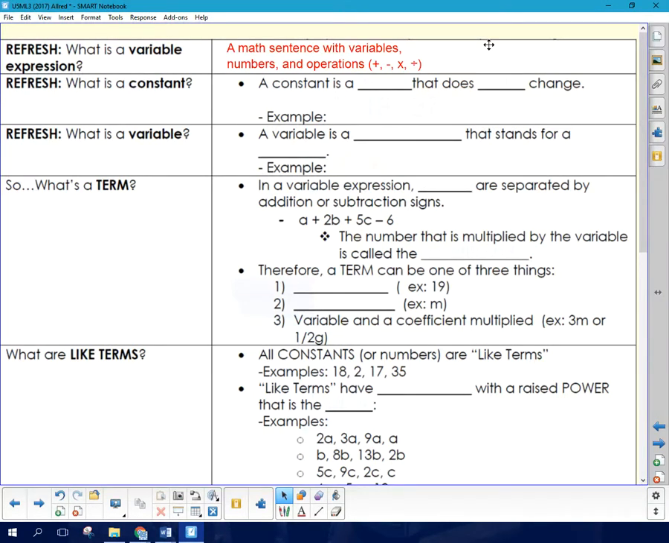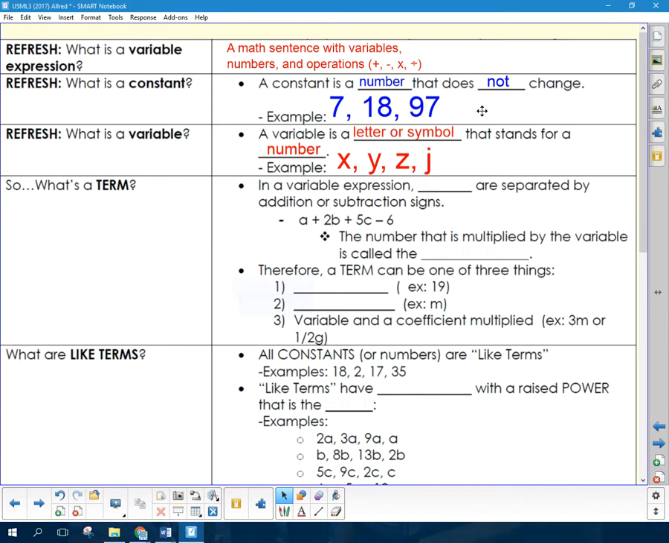We also talked about constants on Tuesday. Constants are numbers that do not change, like 7, 18, 97, 164,964,232. All those are constants. A variable is a letter or a symbol that takes the place of or stands for a number. Usually you see X or Y or Z or J or C or B or 7. You don't see 7. That was a joke. But you do see the letters and symbols that represent numbers.